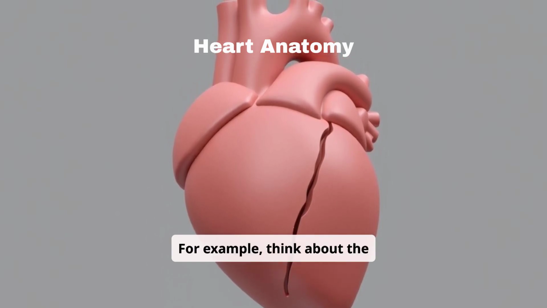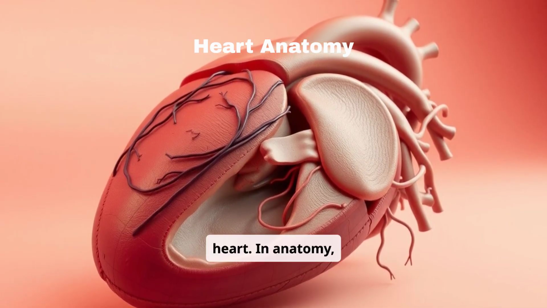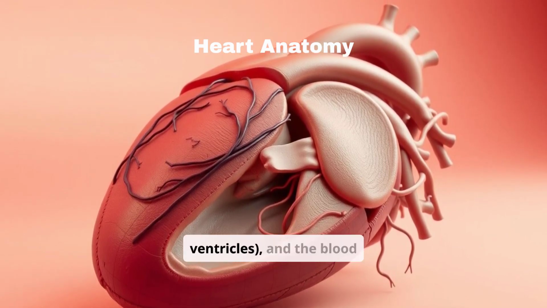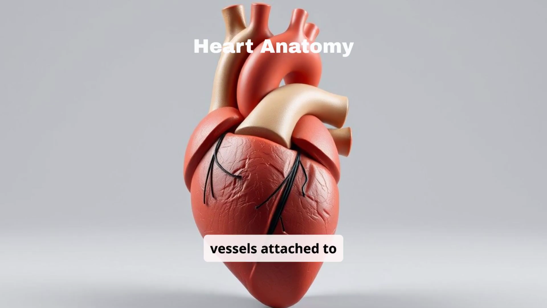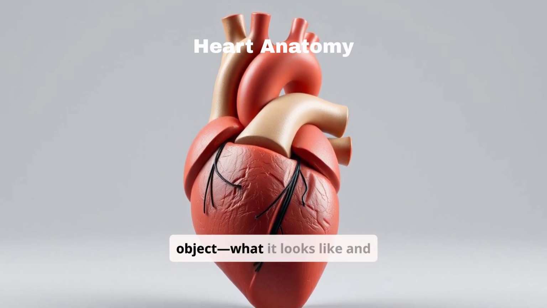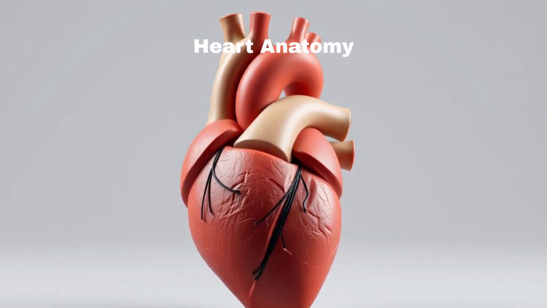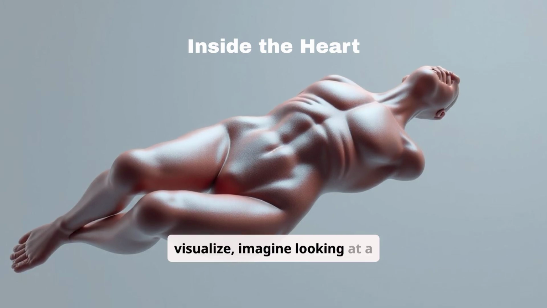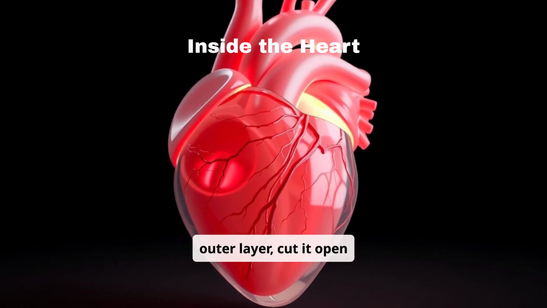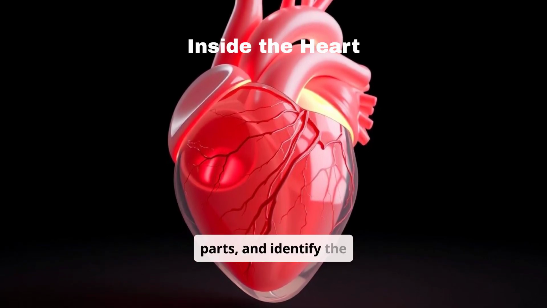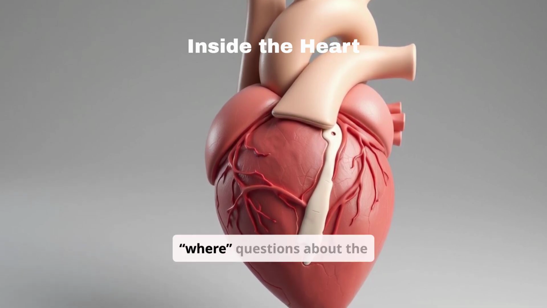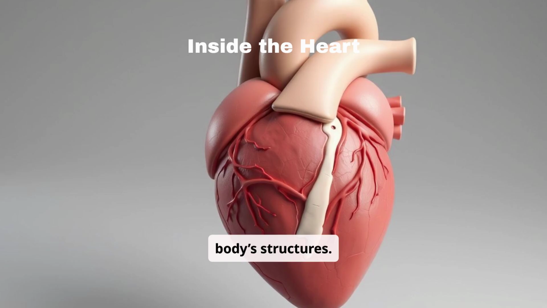For example, think about the human heart. In anatomy, we study its shape and size, the four chambers inside, the atria and ventricles, and the blood vessels attached to it. Anatomy gives us a view of the heart as a physical object, what it looks like and how it's built. To help you visualize, imagine looking at a 3D model. You can explore the heart's outer layer, cut it open to see its internal parts, and identify the arteries and veins that connect to it. Anatomy answers the what and where questions about the body's structures.